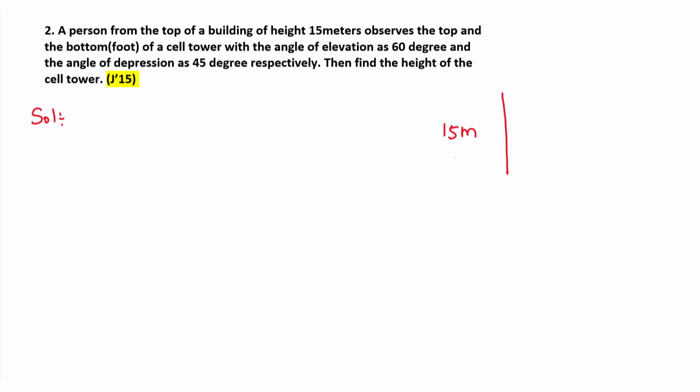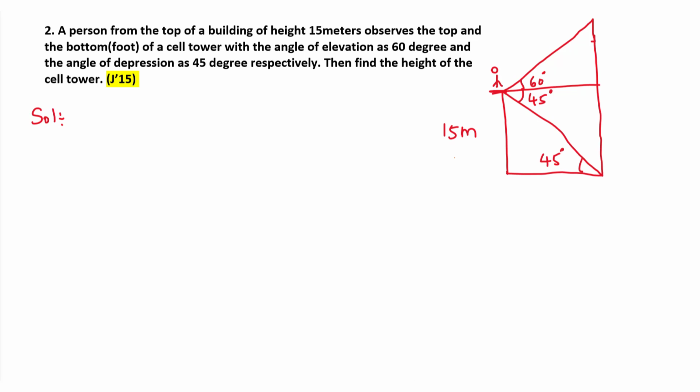15-meter high building on which a person is standing. There is a cell tower in front of him. When he sees the top of a cell tower, he is looking at an angle of elevation of 60 degree. Whereas when he is looking at angle of depression, that is when he is looking at the bottom, he is looking at a depression of 45 degree. So this should also be 45 degree. Let us do it, that is AB will be our building and CD is our cell tower. CD is what you have to find. If this is 15 meter, this should also be 15 meter. So let us consider this as E.